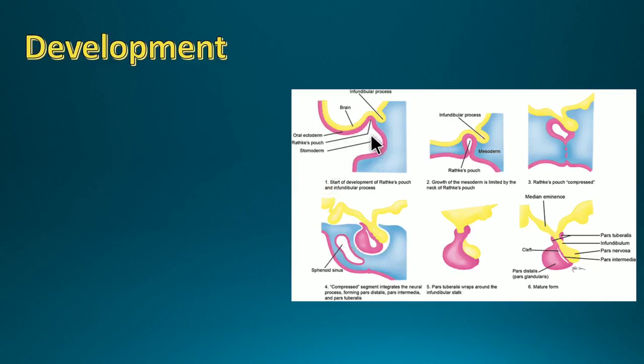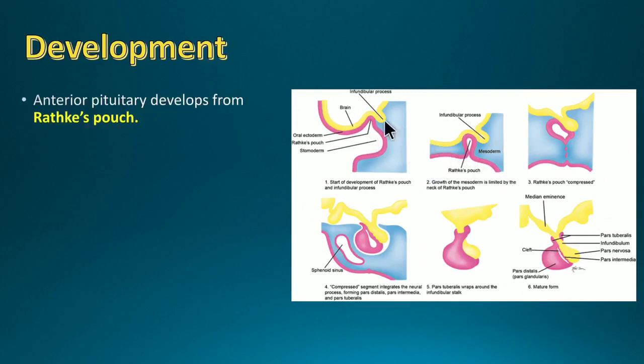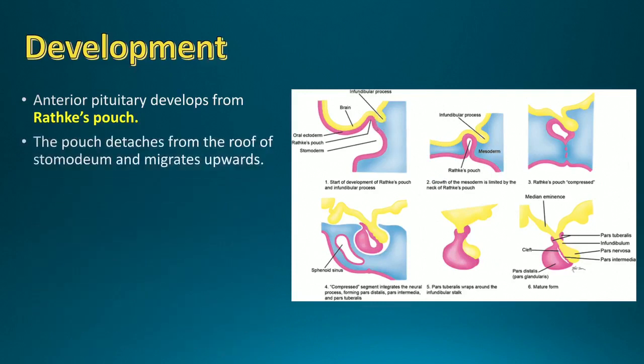So this is your future mouth, and this should be your forehead region, and deep to the ectoderm you are able to see the developing brain, which is also a part of ectoderm, the neuroectoderm. So from the roof of the mouth, a pouch will go above, and that is called Rathke's pouch, which forms the adenohypophysis. A downward prolongation from the diencephalon forms the posterior lobe.